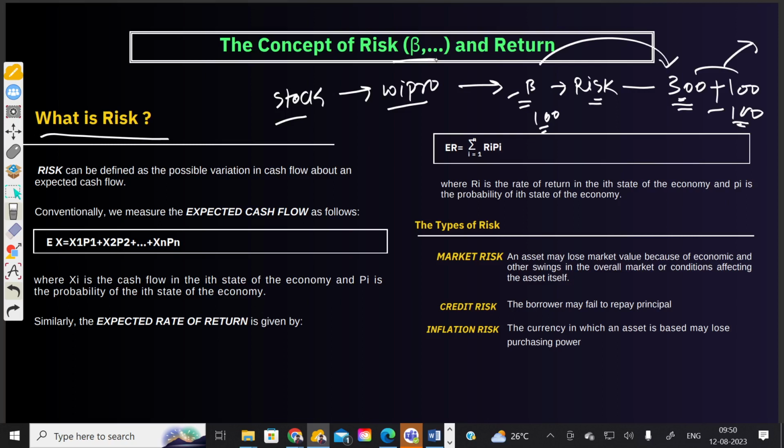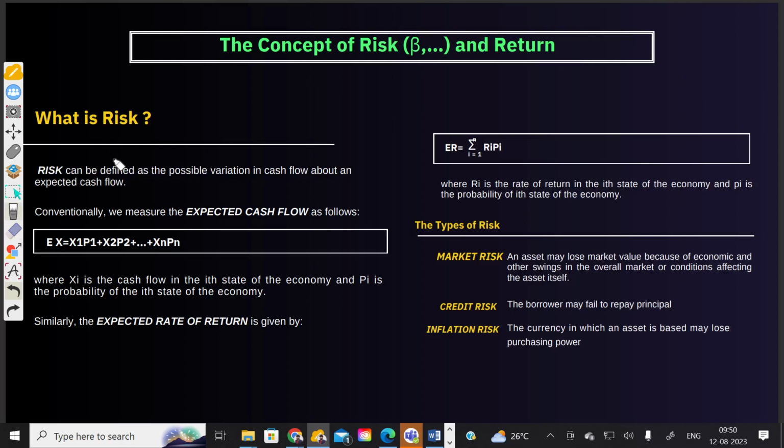So this is how we calculate the beta, and you can relate that beta with the risk and returns. Now I'll come to the returns or risk part. Risk can be defined as a possible variation in cash flows about an expected cash flow. If I take the example of stocks, we cannot predict stock prices. Nobody can give a guarantee of those prices.